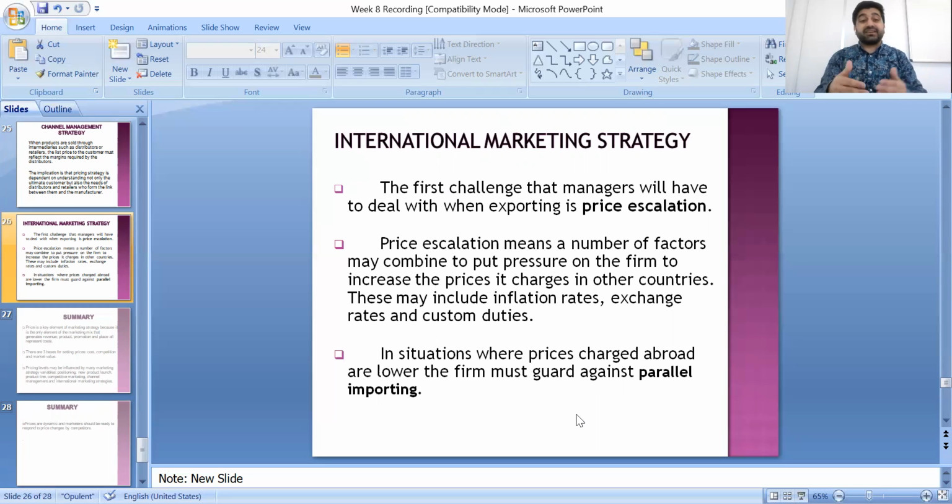The firm must guard against parallel importing. When prices are lowering or increasing, all companies have to maintain their importing of raw materials. Then they will be able to export their products accordingly. So international marketing strategy is all about pricing, and in international marketing, price is very important. However, as I said, during international marketing the price fluctuates very quickly. So based on those fluctuations, they have to react accordingly and fix the price in the international market.